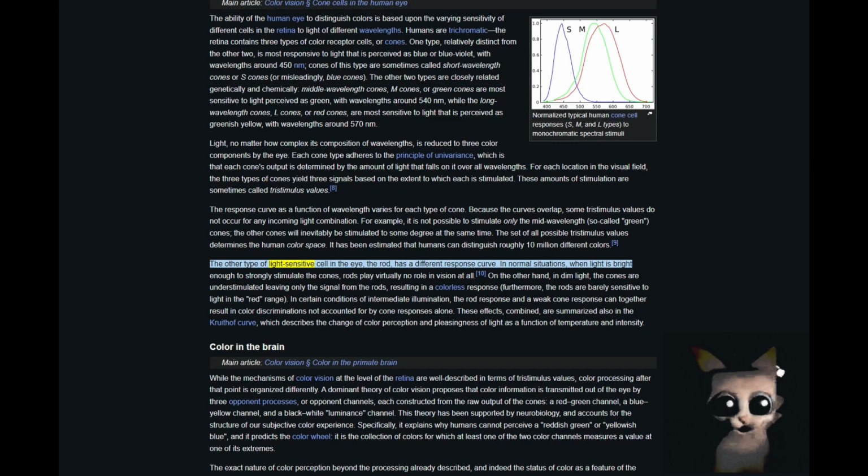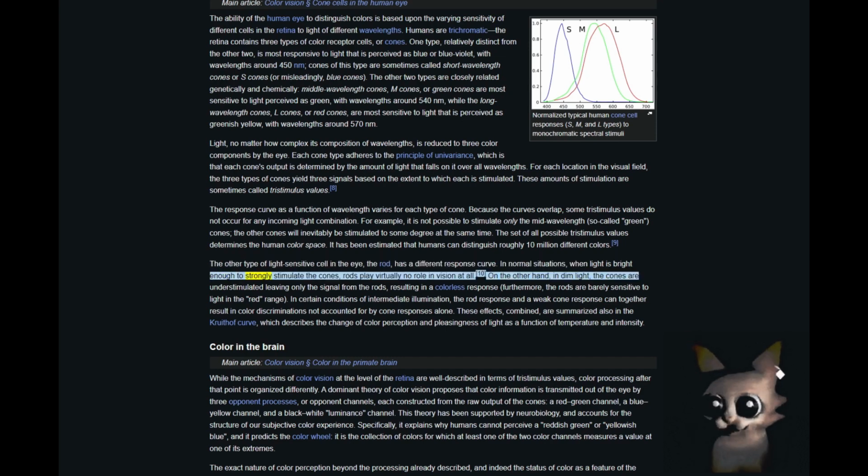9. The other type of light-sensitive cell in the eye, the rod, has a different response curve. In normal situations, when light is bright enough to strongly stimulate the cones, rods play virtually no role in vision at all.